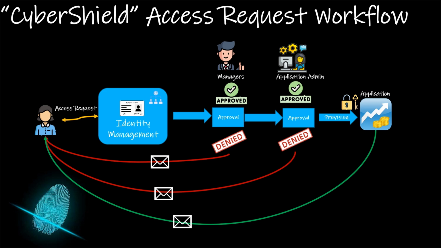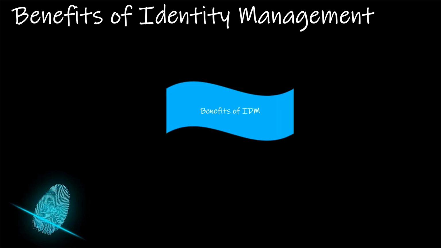In the absence of a provisioning connector, a provisioning ticket can be created in the ticketing system by IAM system. In this case, the provisioner or application admin will provision the request manually. We have seen how an identity management system can be implemented within an organization. Now let us have a look at the benefits that organizations will get.